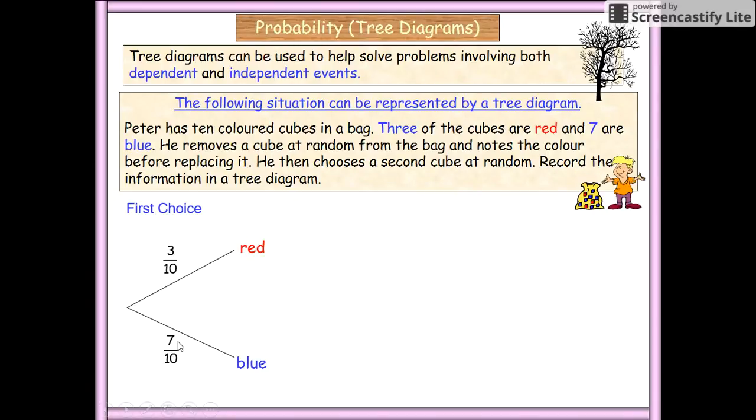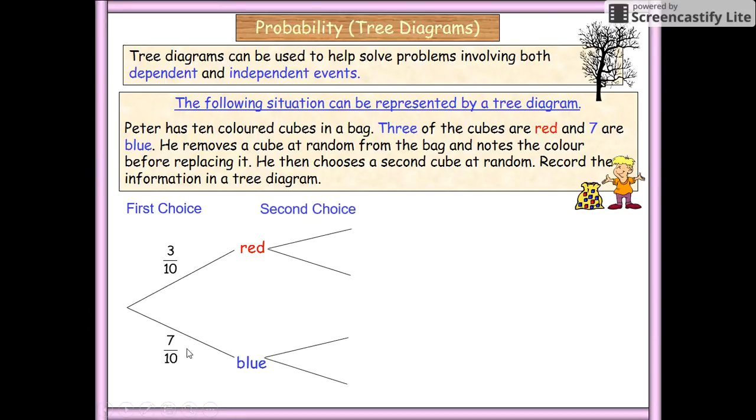You must always make sure that that 7 and that 3 add up together to get one whole, so it'll add up to give you 10, okay? So 3 and 7 will give you 10, which means if we added those two together, we'd get a whole, which would be all the cubes in the bag. So 3 of them are red, 7 of them are blue.